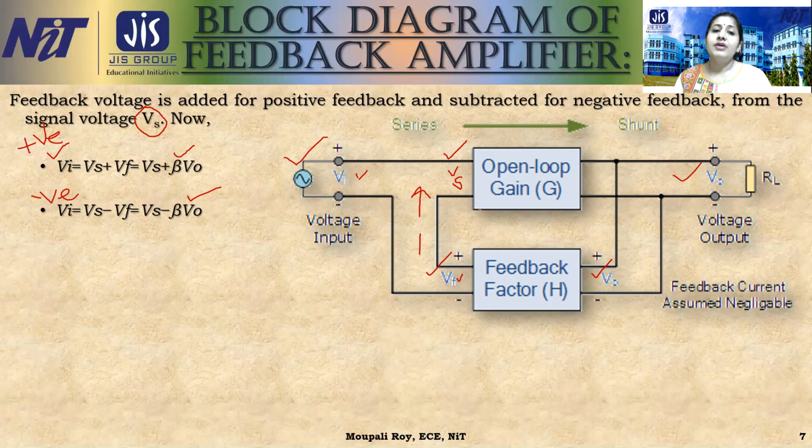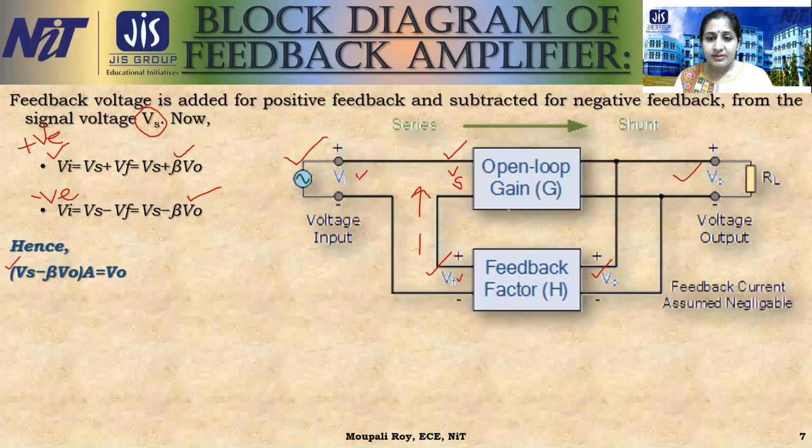So this is a feedback amplifier circuit. Hence from this we can write VS, where this G is denoted as A and this H is denoted as beta. Then we can write (Vs minus beta V0) into A is equal to V0.